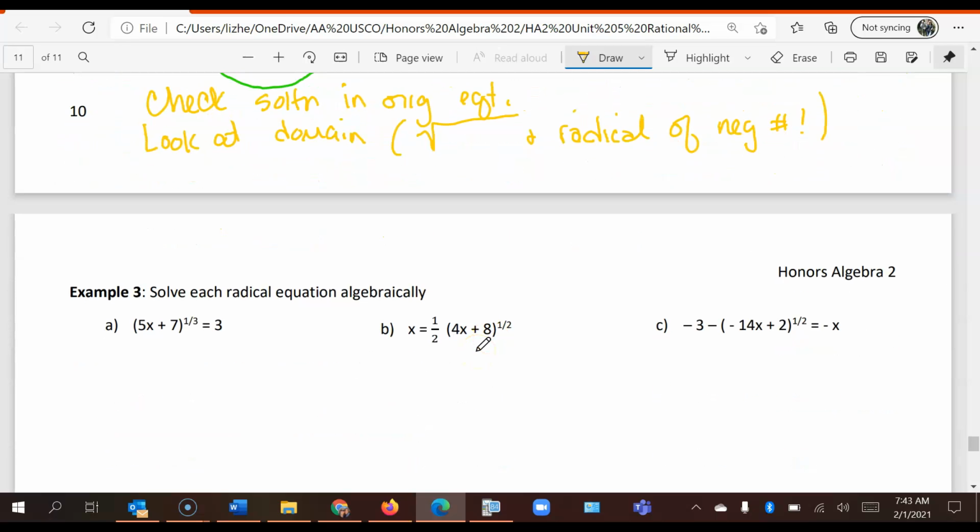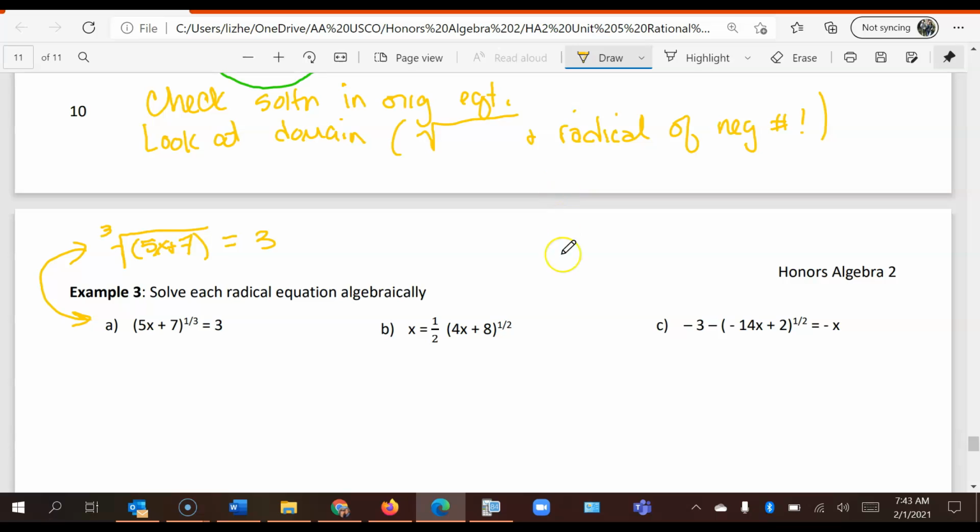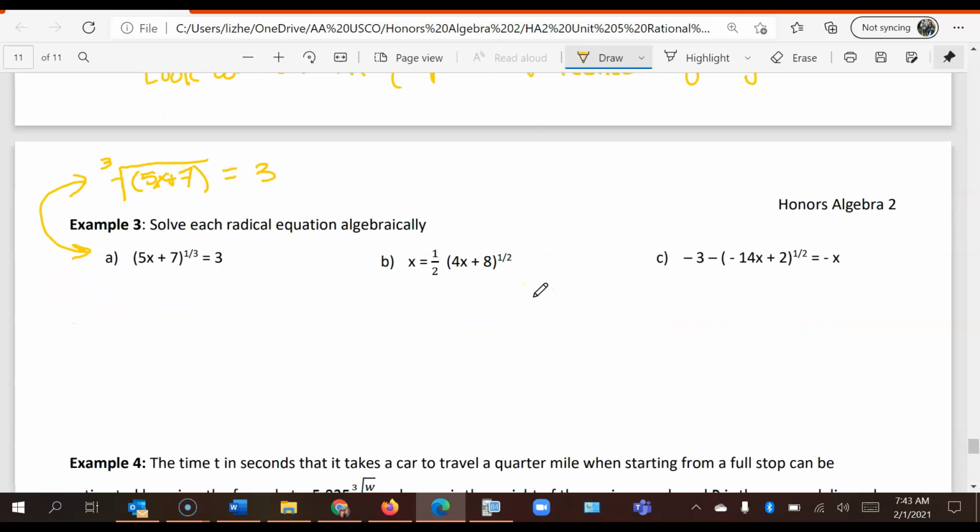All right, we are doing the same types of problems here, but this time they're written differently. Remember, these denominator exponents just mean the radical. So A could be written, if you wanted to, as the cubed root of 5x plus 7 equals 3. You don't need those parentheses. These are the exact same equation. To be honest, I think they're easier to solve with the little rational exponent, because sometimes these rational exponents get a little more complicated.